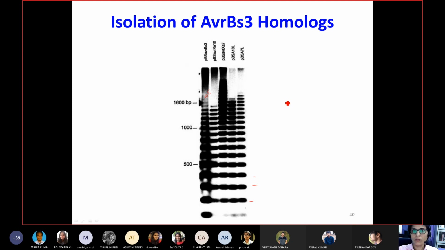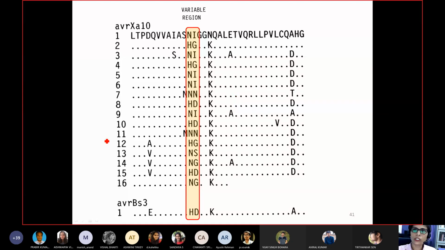Now, based on the homology with AVR-BS3, they were able to find that only in the sequences, for example, the 12th and 13th residue, this is their 12th amino acid residue and the 13th amino acid residue. See these prominent changes. All other amino acids were almost similar, but only at this residue do you have a variable region. We'll come to it. So now you can predict what kind of assays they are doing.